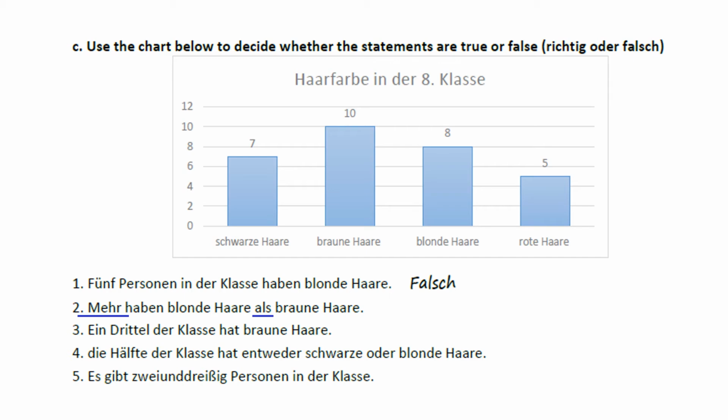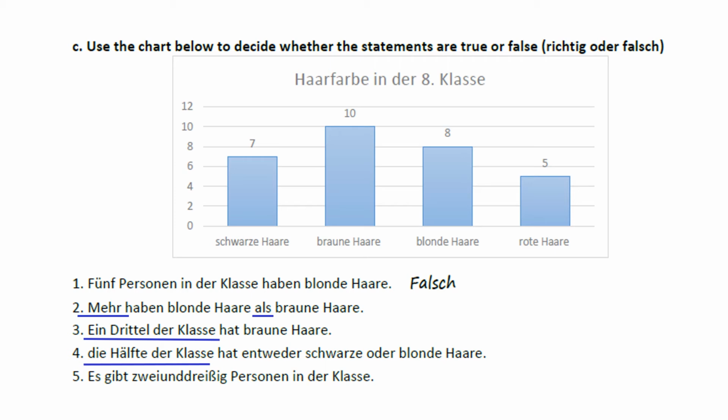Question 3, ein Drittel der Klasse means a third of the class. I mean, I guess Drittel is kind of similar to drei, kind of. So yeah, ein Drittel der Klasse hat braune Haare. Decide whether you think that's true or false, and then write your answer in.